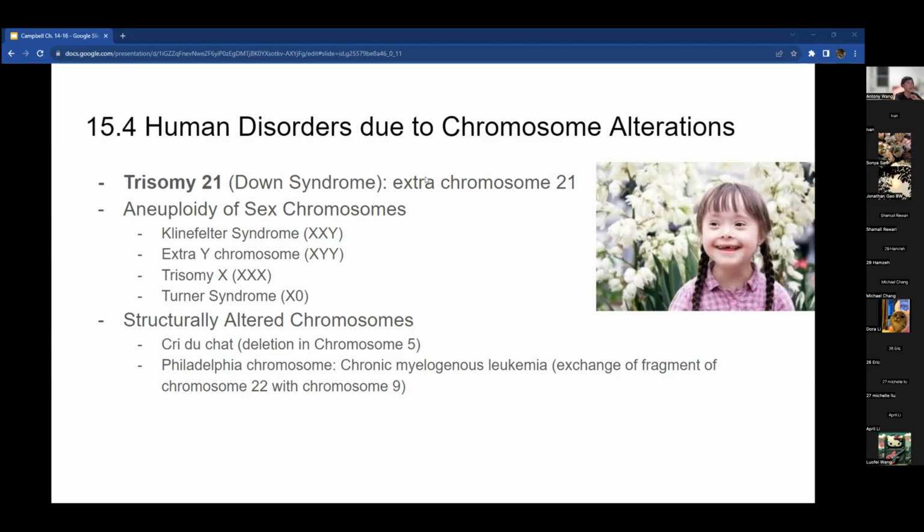Trisomy 21 is an extra chromosome 21. 21 is on the smaller side, and as a result, people with Down syndrome have different facial features. They can be slightly mentally retarded, but many of them can be productive members of society. Most of them don't have very serious disability.